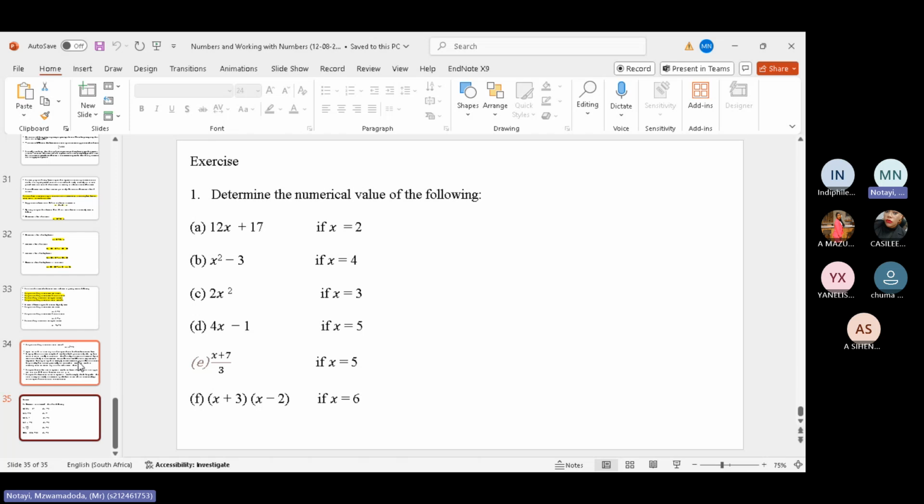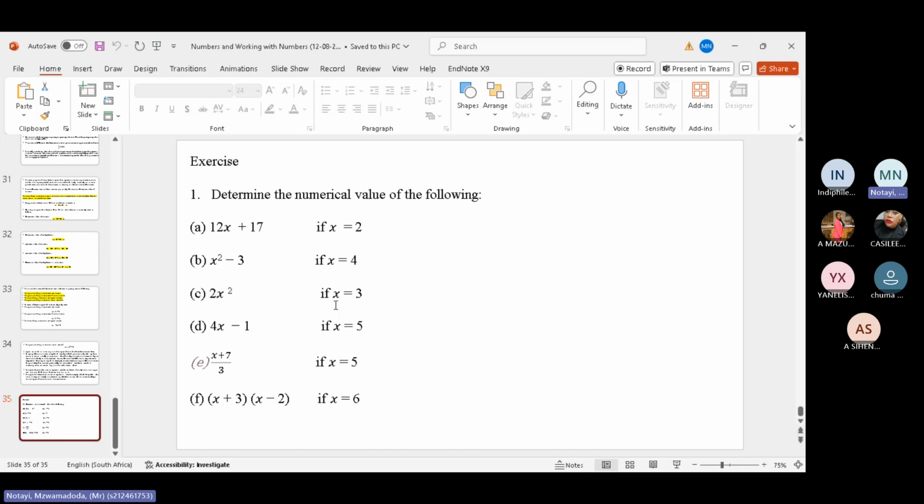We can give it 5 minutes. So determine the numerical value of the following expressions. The first one is 12x plus 17, if x is equal to 2. And the second one is x squared minus 3, if x is equal to 4.